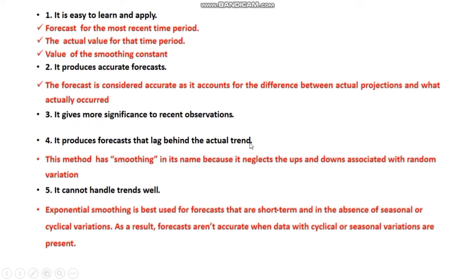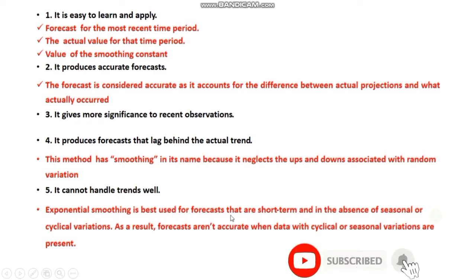While estimating demand forecasting in industry, they consider the trend as a major factor, because if you are not updated with the trend, then your product may be out of the market. Therefore, this particular method has a bigger limitation: we are only doing smoothing, but the trend is not accounted for. It cannot handle trends well.